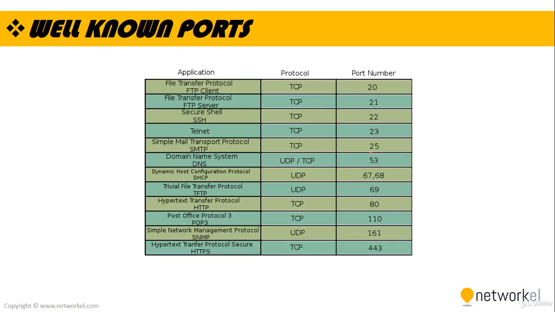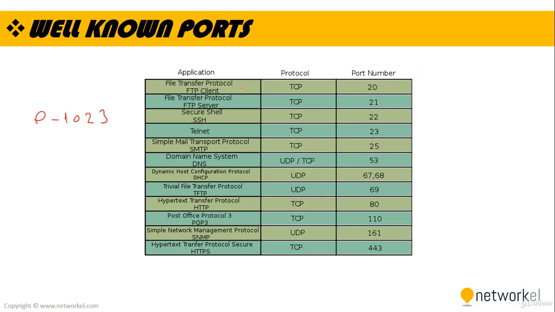So, the port numbers ranging from 0 to 1023 are the well-known ports, or the system ports. They are used by system processes that provide widely used types of network services.